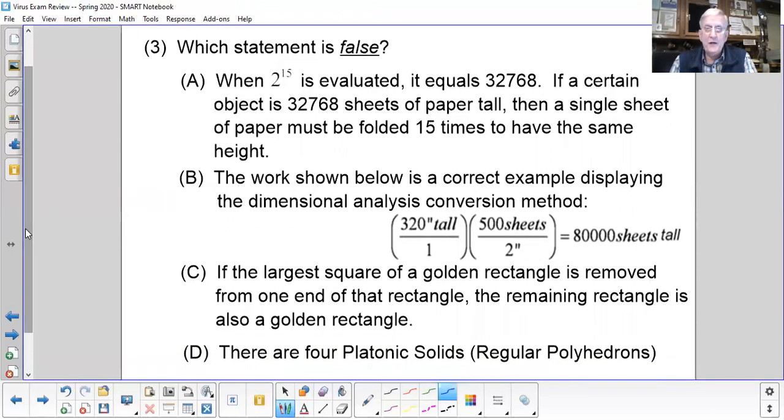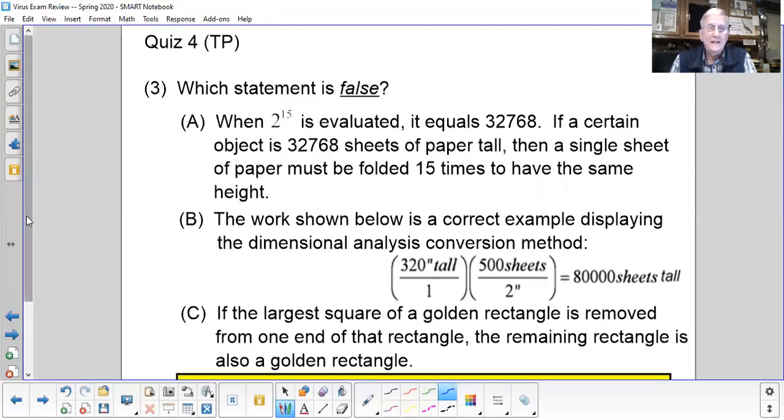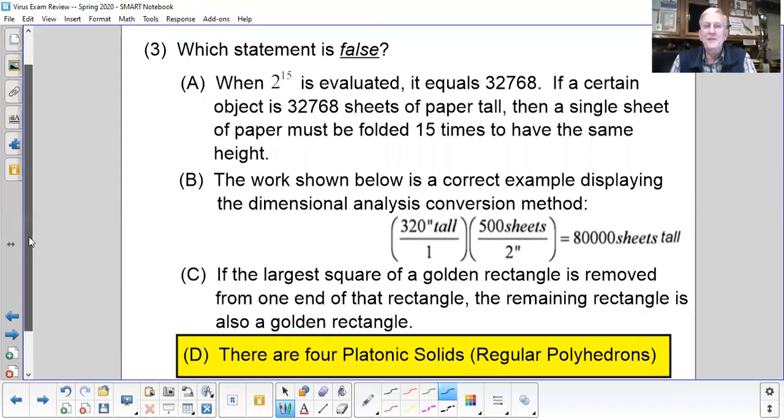If the largest square of a golden rectangle is removed from one end of that rectangle, the remaining rectangle is also a golden rectangle. Now, of course, you know that's true. There are 4 platonic or regular polyhedrons? No, that's not true. There are 5. So the incorrect answer, the statement that is false, is D.